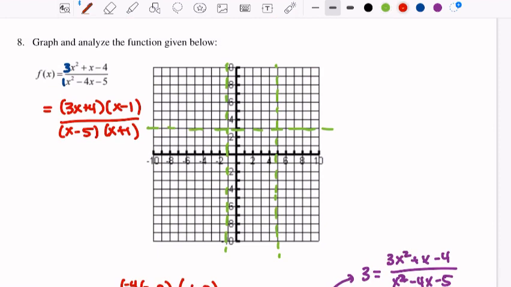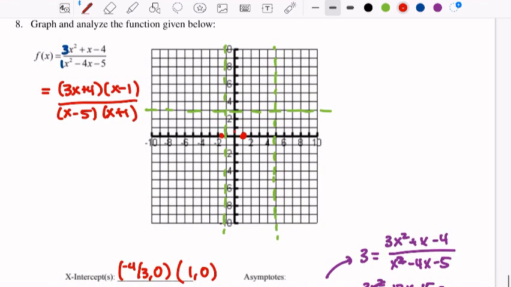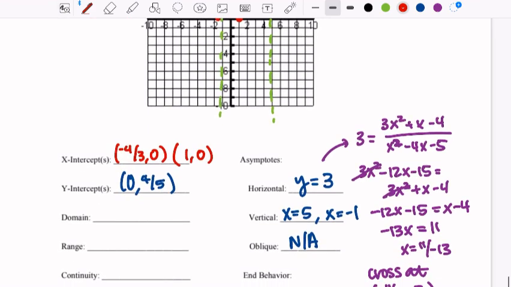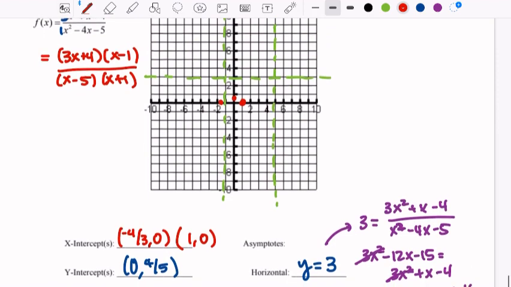We already have some x-intercepts. I'm going to go ahead and just plot those in. So we have an x-intercept at 1. We have an x-intercept at negative 4/3, so just barely over here, right there. Okay, and then we have a y-intercept somewhere in here. We also know that we're going to cross our horizontal asymptote here, so right before negative 1.